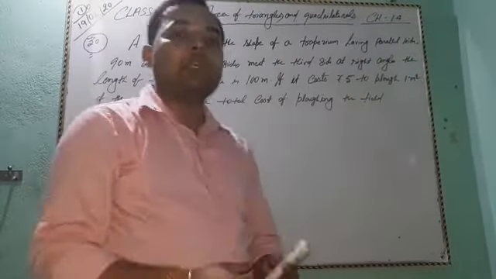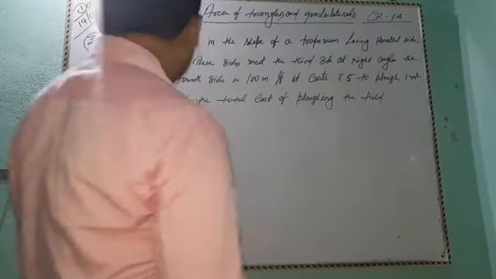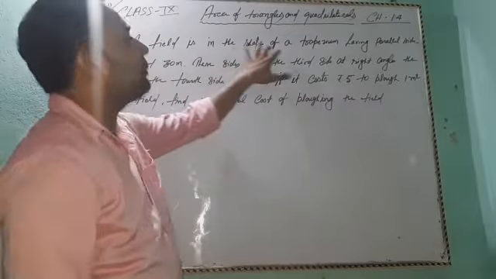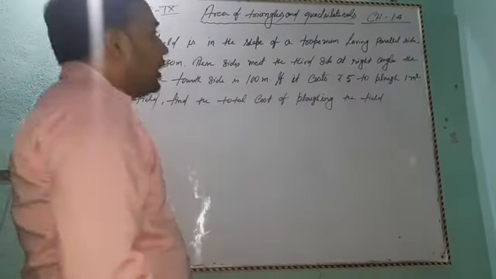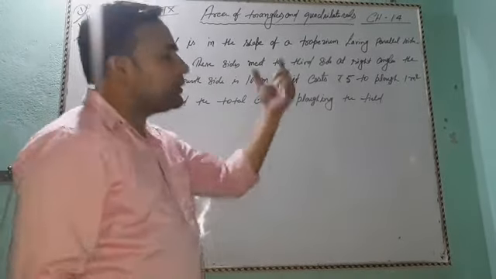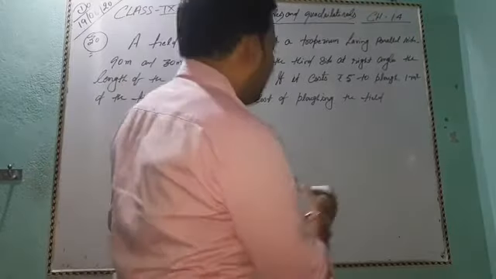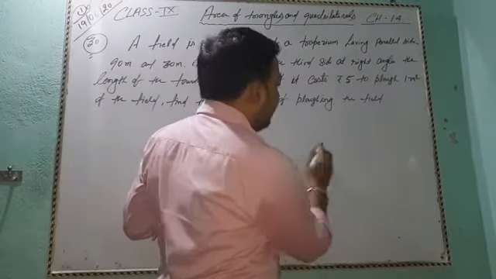Okay, students, our next question number 30. A field is in the shape of a trapezium. First of all we draw a diagram.